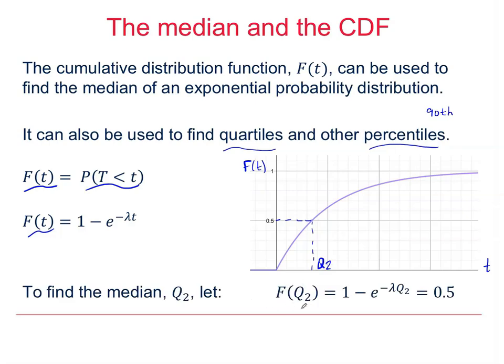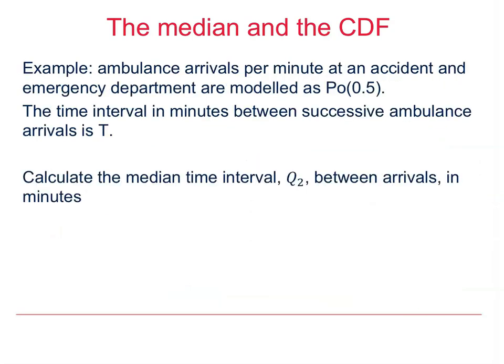So to find the median then, we're going to say that f of q2, which is to say 1 minus e to the minus lambda q2, will be 0.5. Please pause the video to read the example and to calculate the median time interval.